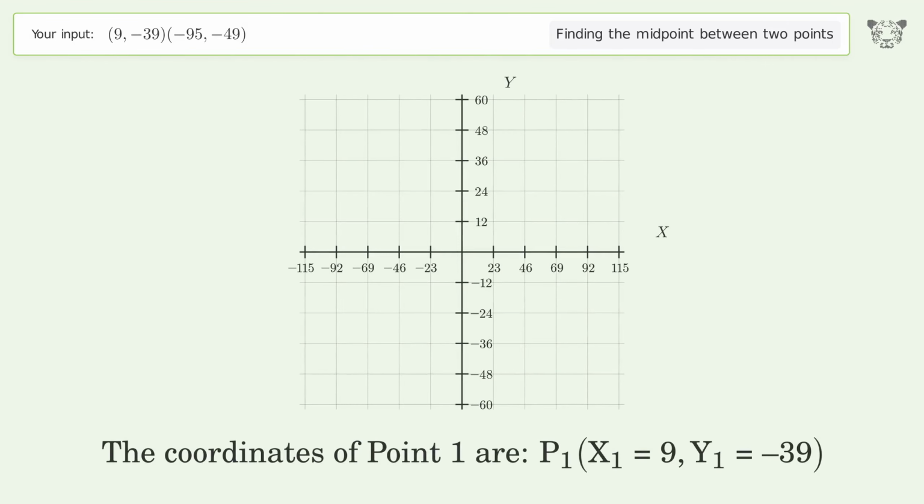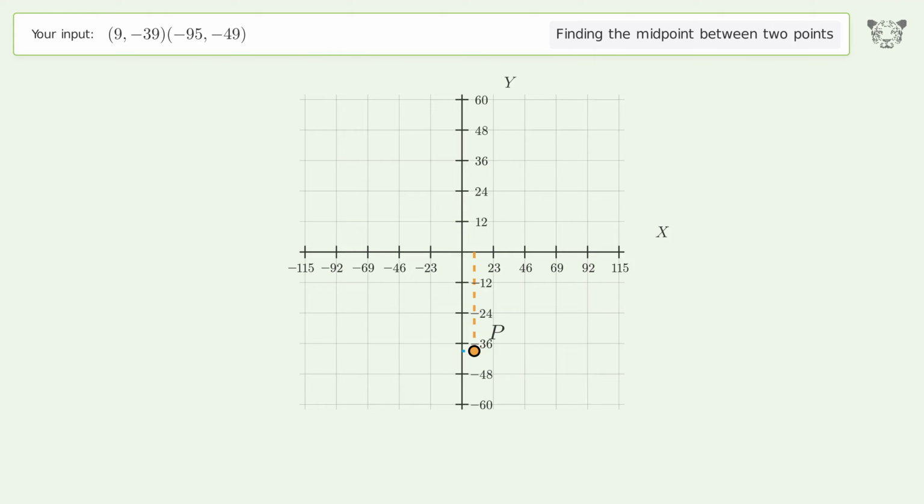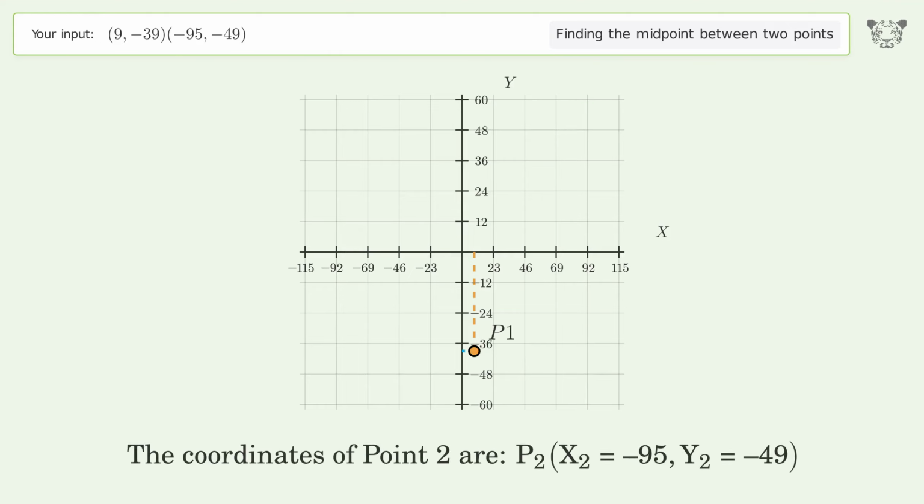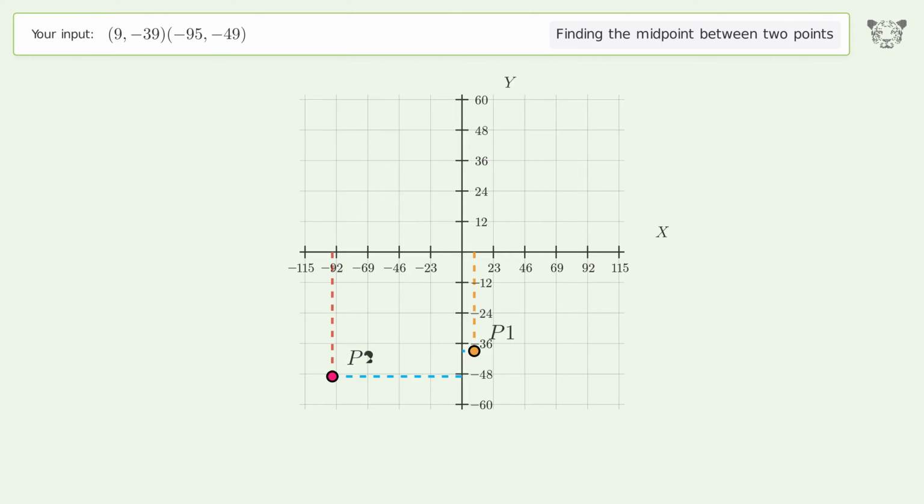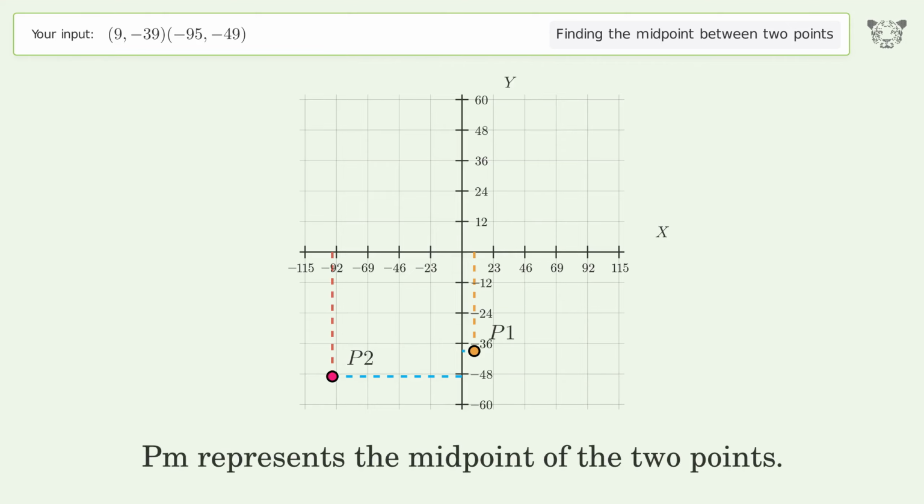The coordinates of point 1 are x1 equals 9, y1 equals -39. The coordinates of point 2 are x2 equals -95, y2 equals -49. PM represents the midpoint of the 2 points.